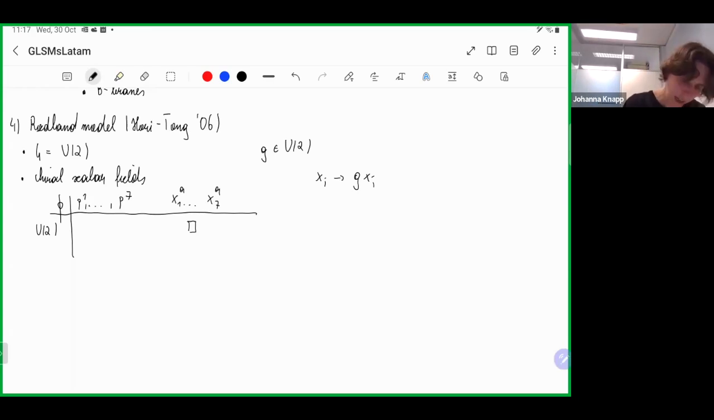So I will choose the representations of my p fields, transforming as the inverse determinantal representation. So, well, that means that the p_i go to det G to the -1 times p_i, where det G is not 1. That's what that means.